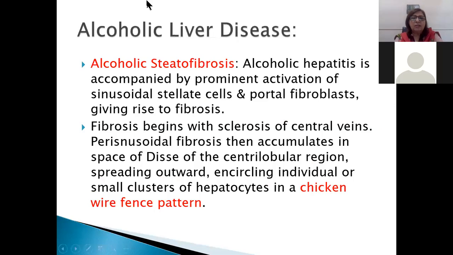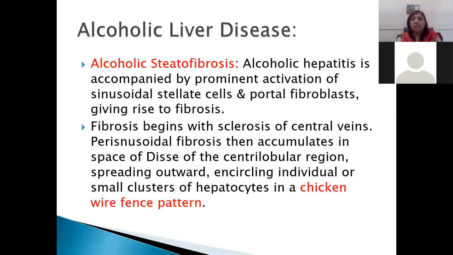And now alcoholic steatofibrosis. What is alcoholic steatofibrosis? In this case, there is alcoholic hepatitis accompanied by prominent activation of sinusoidal stellate cells and portal fibroblasts, giving rise to fibrosis. When I did histology, I told you that sinusoidal cells include stellate cells, which lay down fibrous tissue in case of injury to the liver. Fibrosis begins with sclerosis of central veins and perisinusoidal fibrosis. These fibers accumulate in the space of Disse of the centrilobular region, spreading outwards, encircling individual cells or small clusters of hepatocytes in a chicken wire fence pattern.